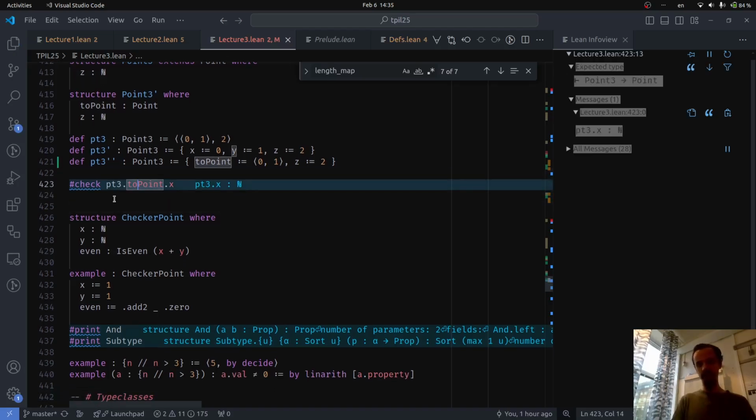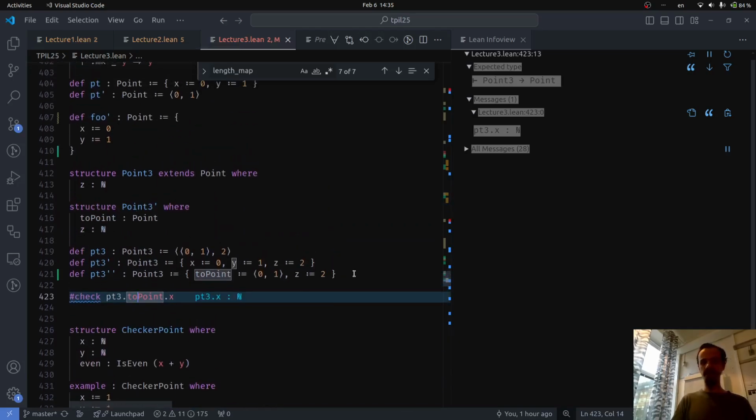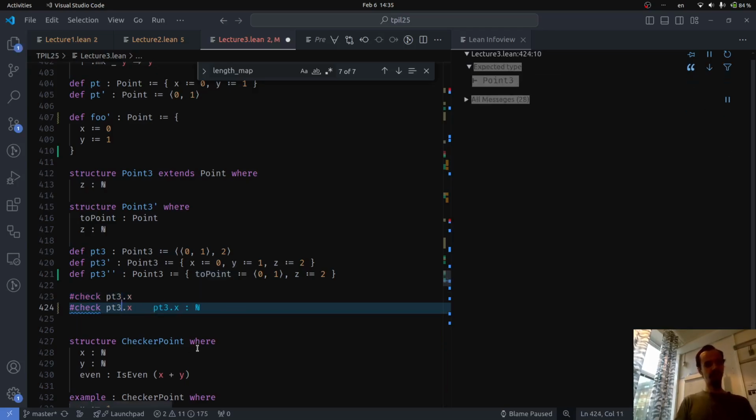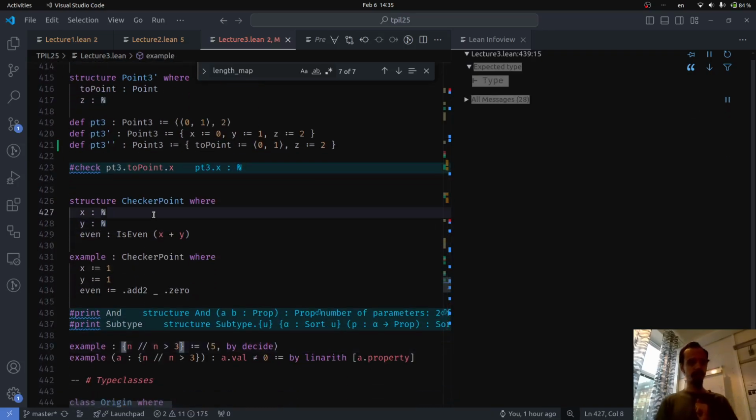Okay, and then one other bit of extra syntax that you get with this extends is that I can just write point3.x, and it acts the same as if I had point3.toPoint.x, which is what it really is. Okay.